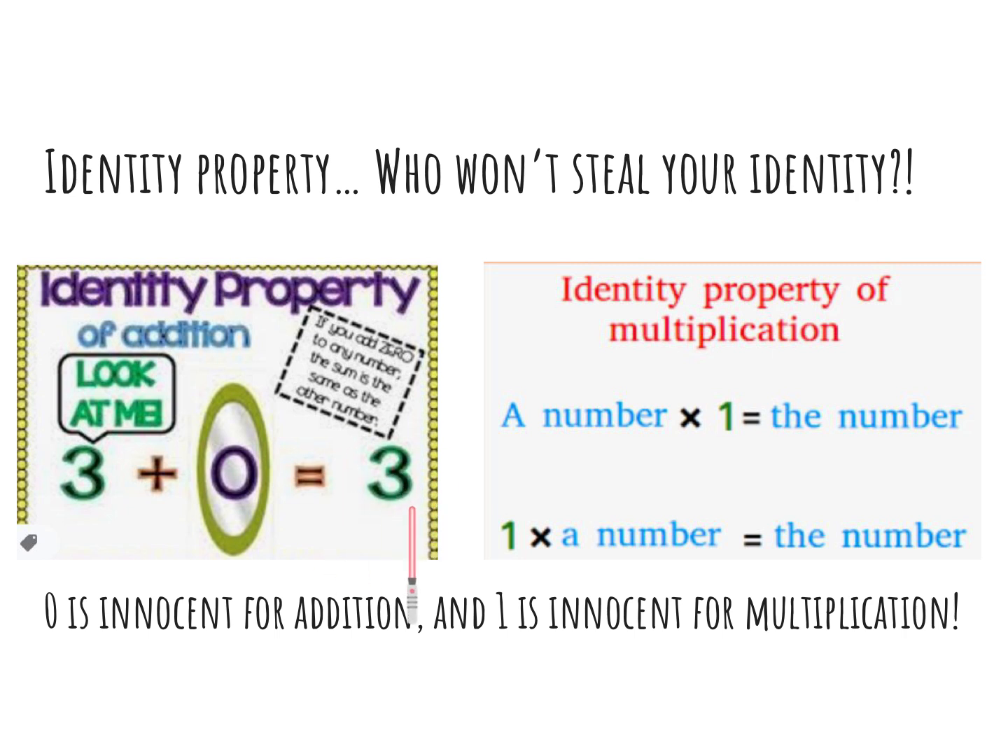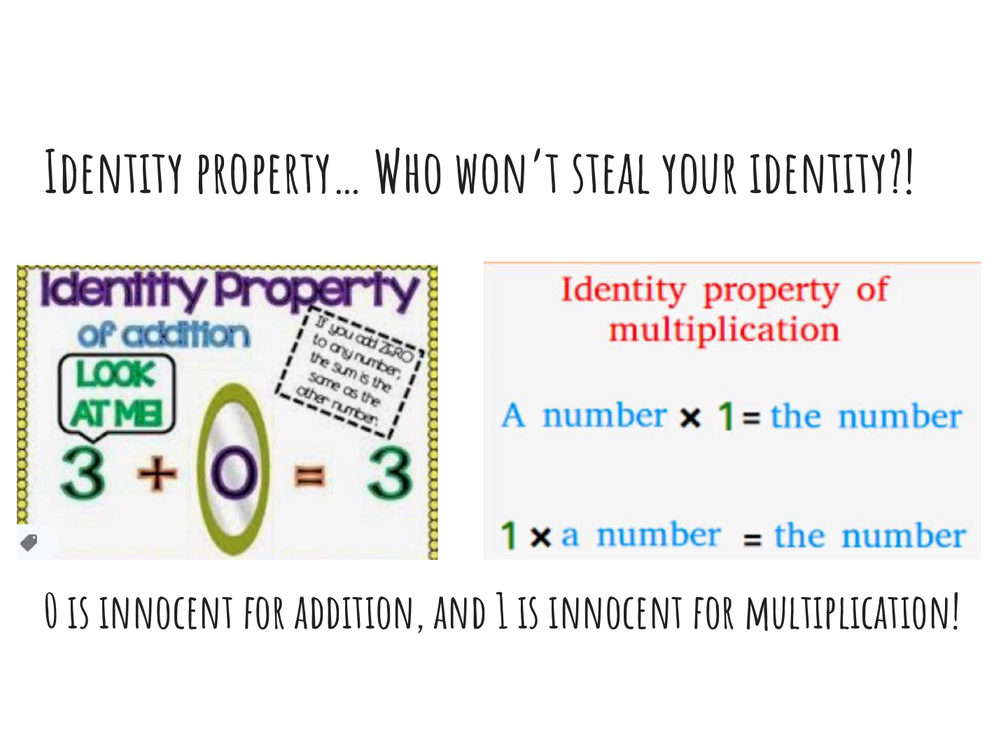You still have 3. That doesn't work for multiplication. 0 is an identity thief in multiplication. But there is a number that you can multiply by that gives you that same number back again, and it's 1. Any number times 1, 1 is not stealing its identity. You just get the number back again. So 0 is innocent for addition, and 1 is innocent for multiplication.